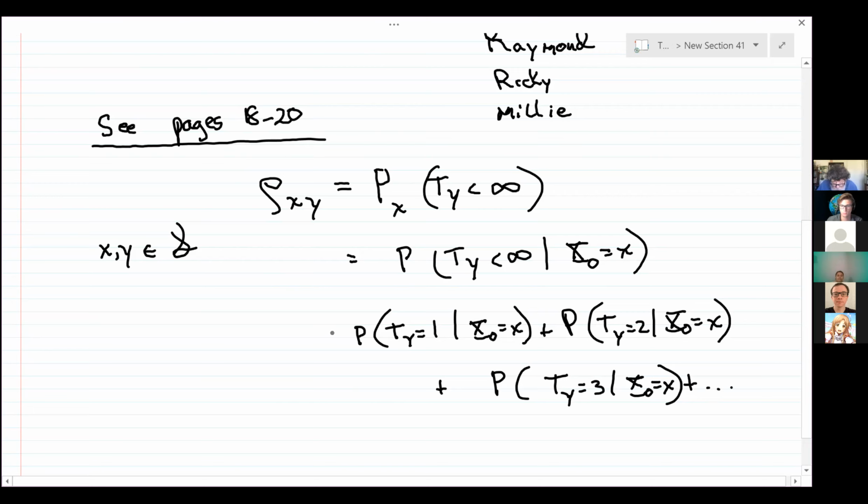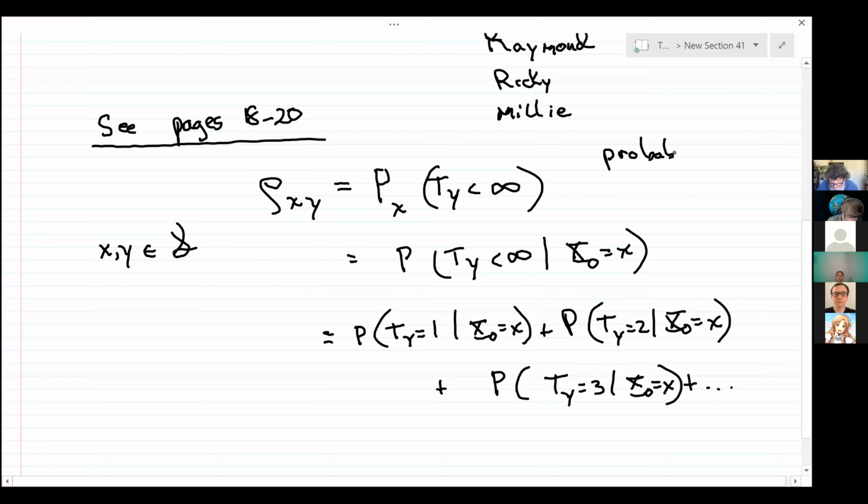So we've seen this already. This is a long infinite series generally, and if you can sum this infinite series, that's equal to what's going on here. Okay, and our interpretation of this has been, this is the probability of eventually getting from x to y.